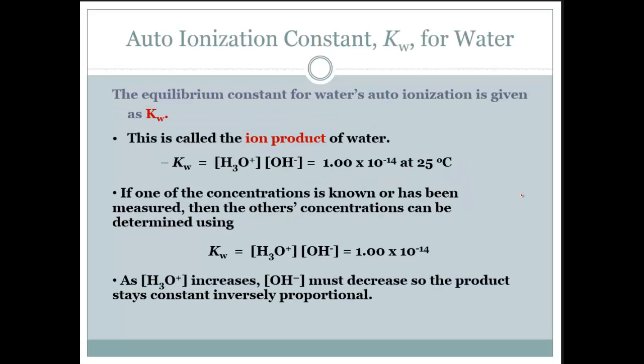The equilibrium constant for water's autoionization is given as Kw. This is called the ion product of water. H3O plus times OH minus is equal to 1 times 10 to the negative 14. Notice it says at 25 degrees. Remember that as the temperature changes, the equilibrium constant can also change. If one of the concentrations is known or has been measured, then the other concentration can be determined using this equation. So as H3O plus increases, OH minus must then decrease, so the product stays constant because they're inversely proportional.